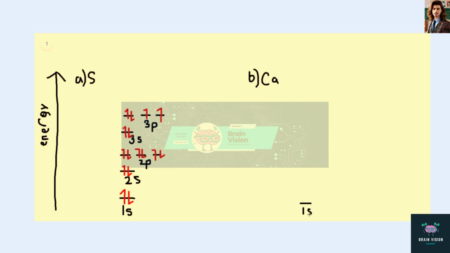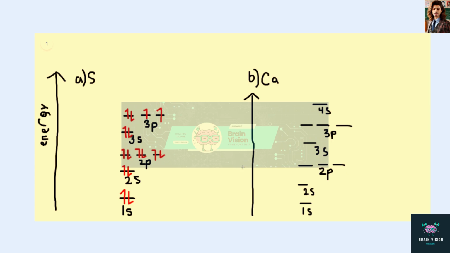Again, 1s, 2s, 2p, 3s, 3p, and 4s. And again, we're showing this in terms of energy, where up here is higher energy and down here are lower energy electrons.